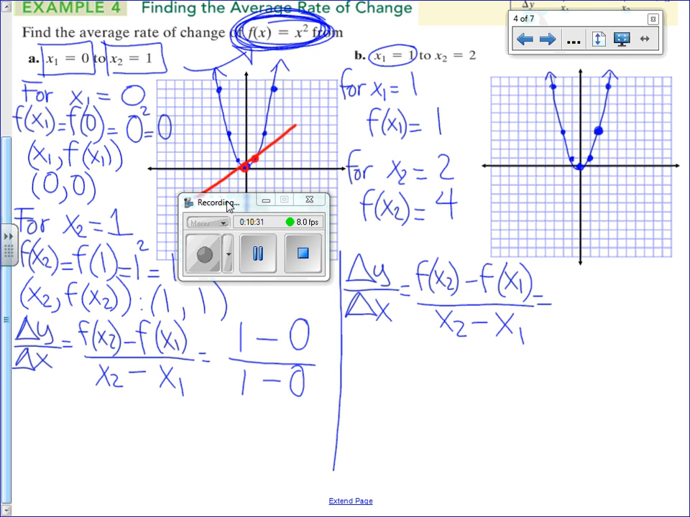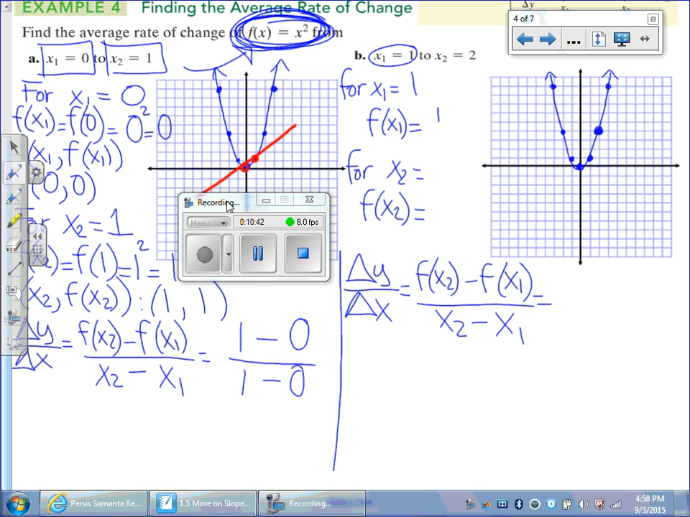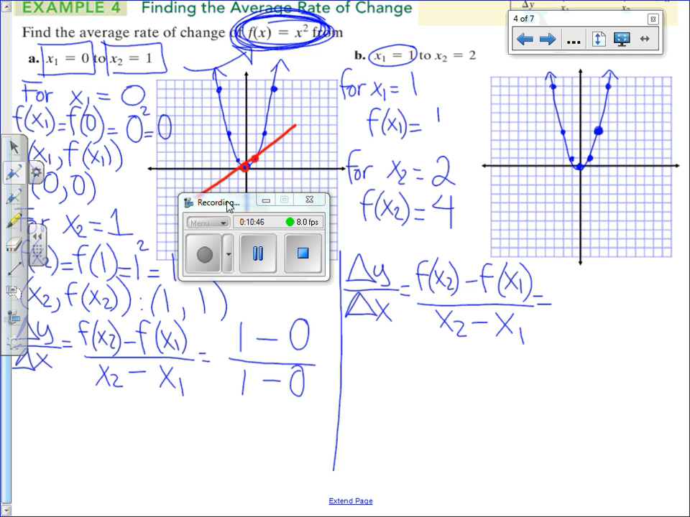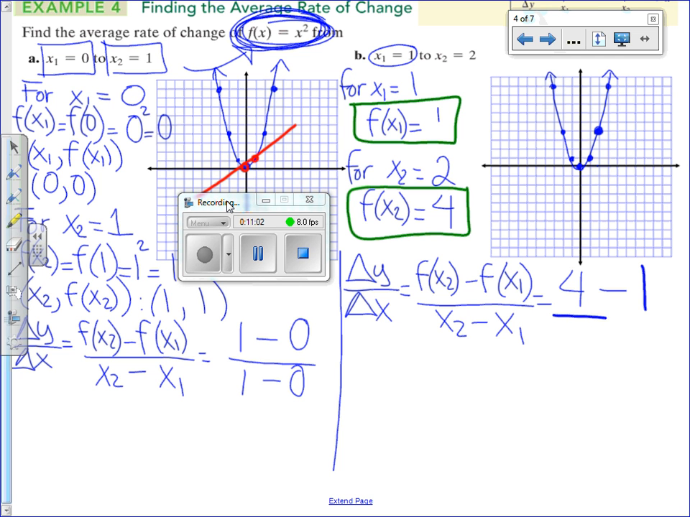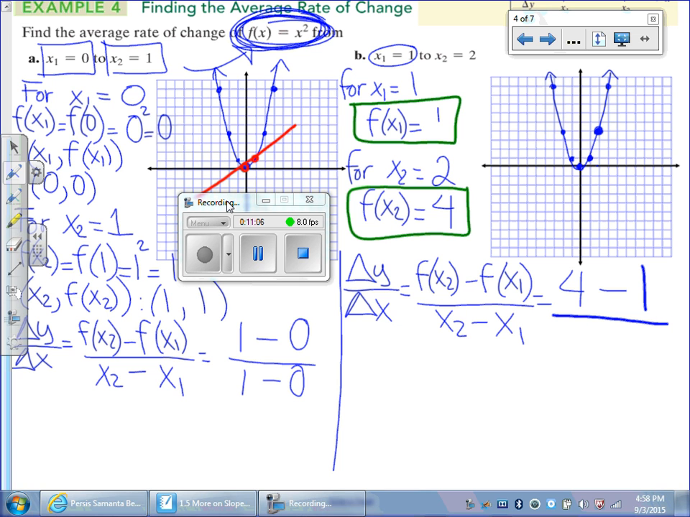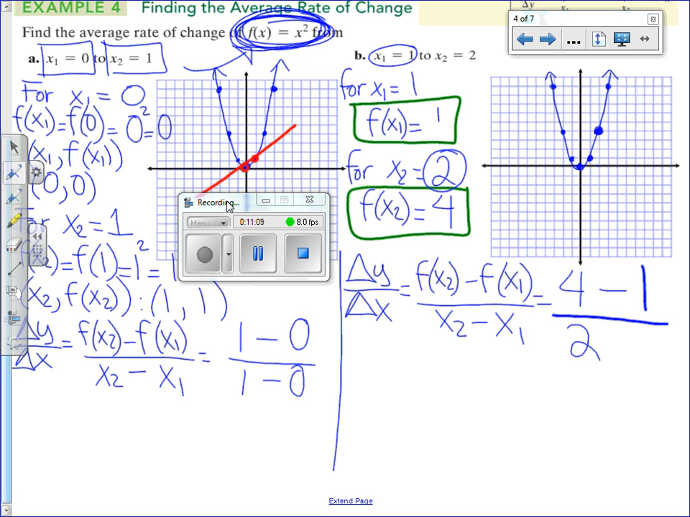F of x sub 2 is here, that is a 2. I'm sorry, I meant to say, okay, so going back, the x value was a 2, the y value was a 4. So f of x sub 2, we're referring to this one, right? So that will be a 4 minus f of x sub 1, so that will be here. That is equal to 1. And now we need the x sub 2, which is here, 2. And we need a minus x sub 1, which is here, a 1. So now we simplify, so 4 minus 1 is equal to 3. 2 minus 1 is equal to 1. And so the rate of change for this one is 3.